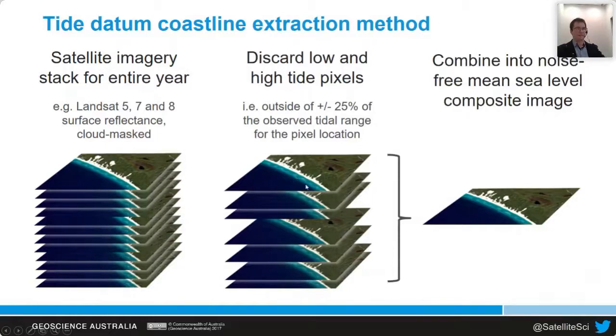So for each of these images, we can drop out all pixels that were captured at high tide and all pixels that were captured at low tide, just leaving the middle section centred around mean sea level. And then using that tide-masked data set, we can combine them using a composite approach and get one really nice, noise-free, clean image that represents typical coastal conditions for that year at mean sea level.